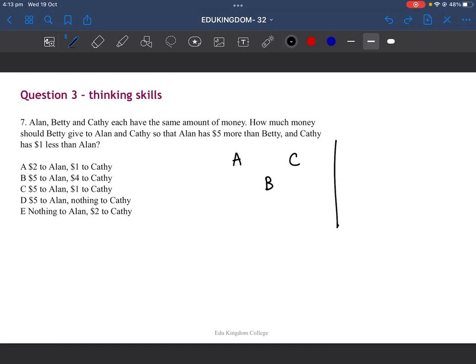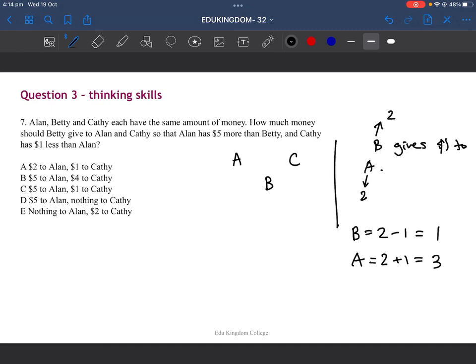Okay? So, let's say Betty gives $1 to Alan. Let's say Alan had $2, and Betty also had $2 before. If Betty gives $1 to Alan, how much does Betty have? She has 2 minus 1, which is $1. Alan, who had 2 before, just got $1 extra. How much is that? 3.